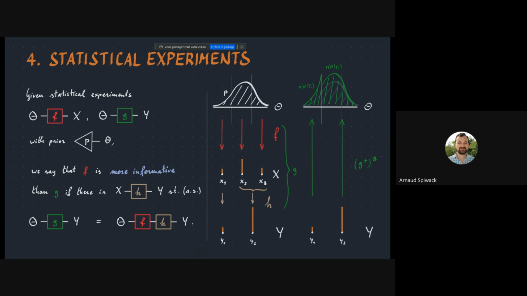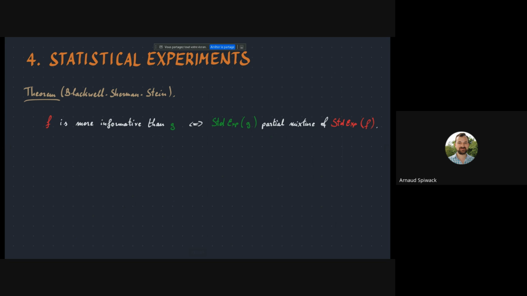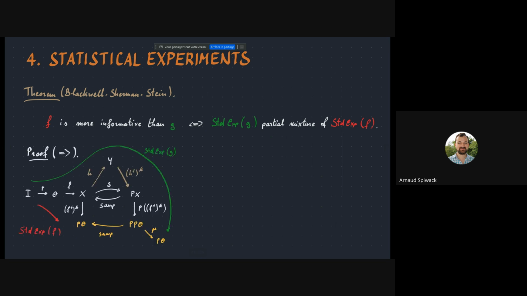So by what we said, we're tempted to say that the green is a partial evaluation of red, right? Partially doing this composition. It turns out this is the case, and it is a theorem. F is more informative than G if and only if the standard measure of G is a partial mixture of the one of F. Now, how do you prove this? Well, in one direction, it's just chasing this diagram. I'm not going to tell you the details, but it's just category theory. In the other direction, you have to work a little bit more with string diagrams. There's some almost sure stuff. But the nice thing is that there's a categorical proof.